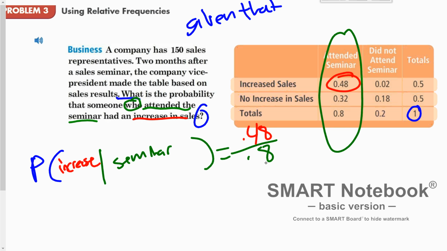So 48 out of 80, and you get 3/5. Or the decimal would be 0.6 or 60%. And there's another way to do it: you can convert back to tallies just by multiplying everything by 150, and then you get the grand totals and the tallies and not percentages. So you could do it that way too if you wanted to.